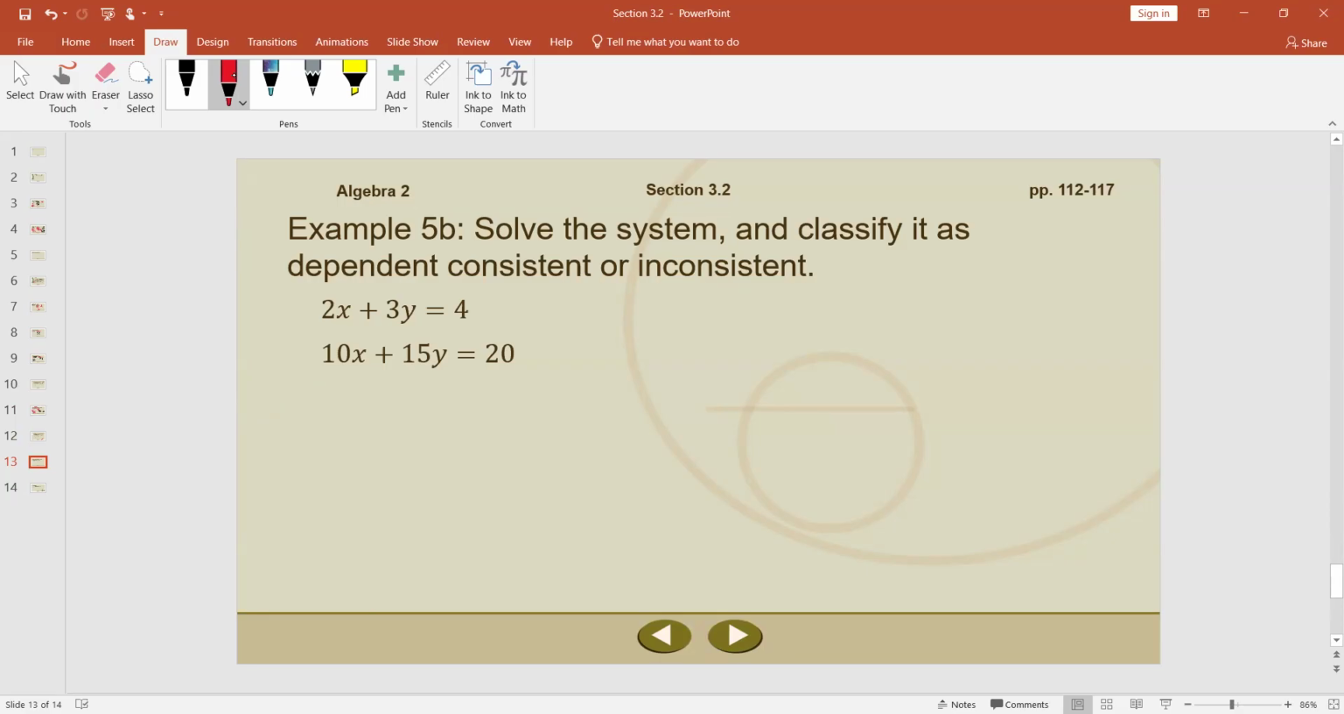All right, so in this case, I am going to use elimination, because I know that if I multiply that 2 times negative 5, it's going to give me negative 10. It's going to get rid of the x. So let's go ahead and distribute that so that we can get our two equations. So negative 10x minus 15y equals negative 20, and then I just rewrite the one underneath it.